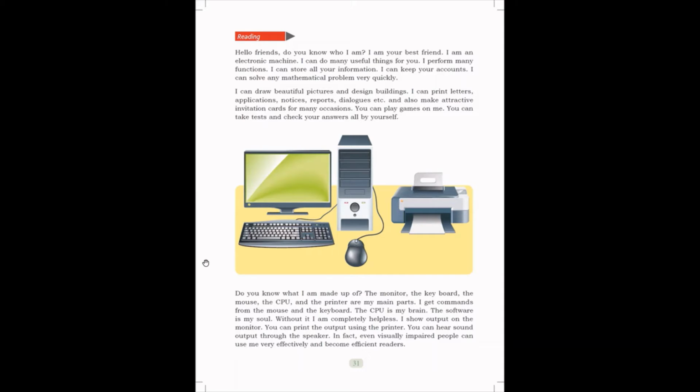Do you know what I am made up of? The monitor, the keyboard, the mouse, the CPU, and the printer are my main parts. I get commands from the mouse and the keyboard. The CPU is my brain. The software is my soul. Without it, I am completely helpless. I show output on the monitor. You can print the output using the printer. You can hear sound output through the speaker. In fact, even visually impaired people can use me very effectively and become efficient readers.